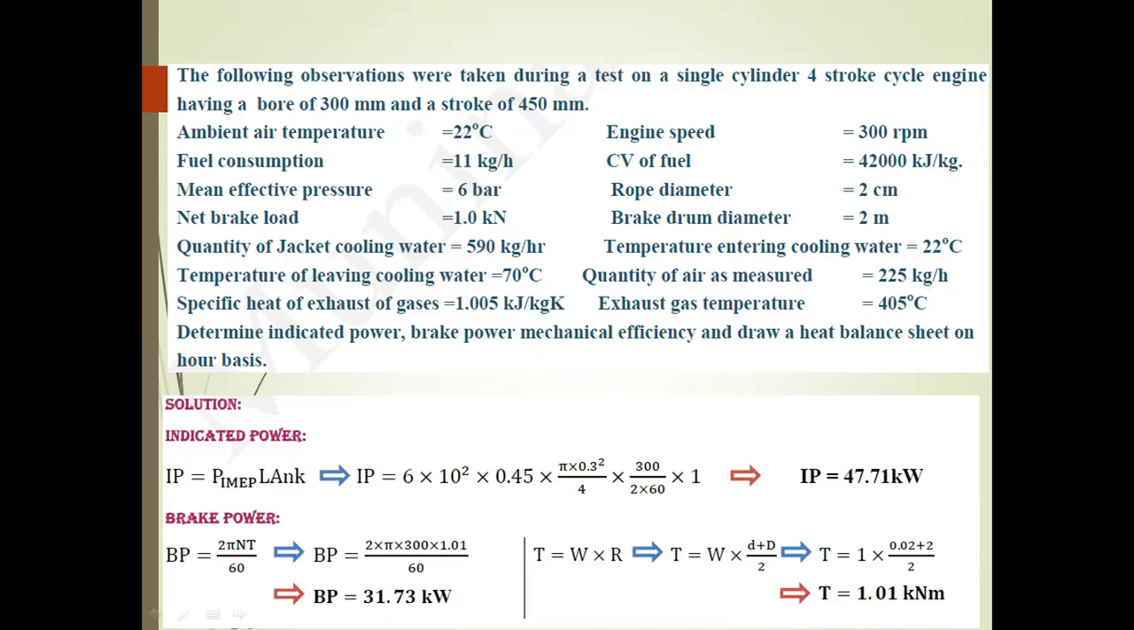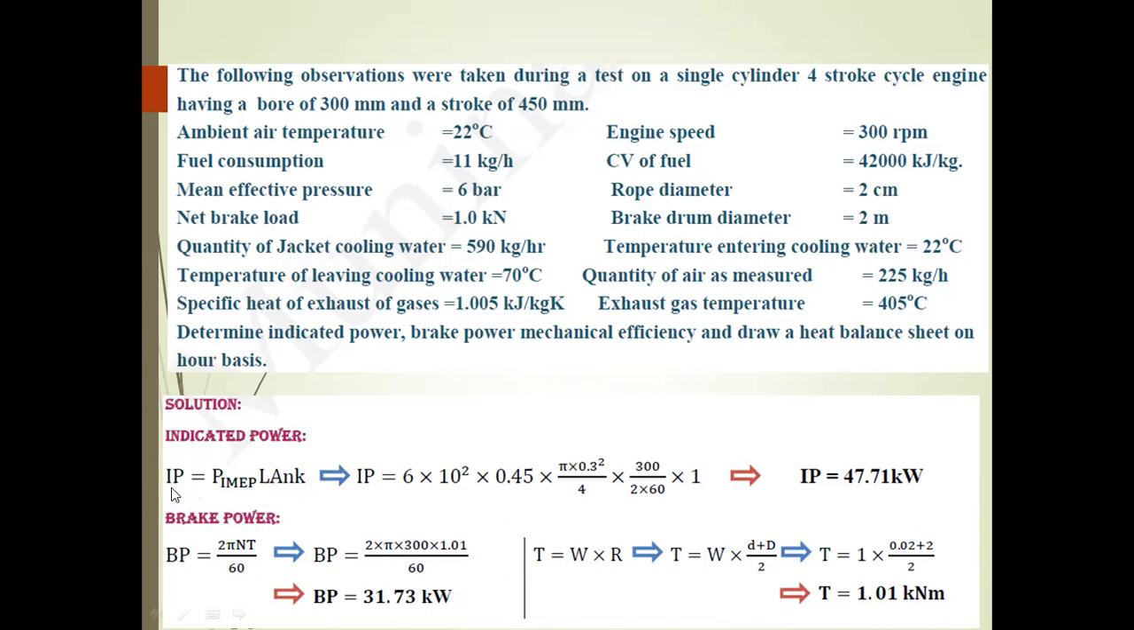So you can use these parameters to find the indicator power, brake power, mechanical efficiency, and also we can draw the heat balance sheet on an hourly basis. So already we know what the indicator power is, the power developed in the combustion of the fuel in the combustion chamber. That is the total power developed from the combustion chamber.